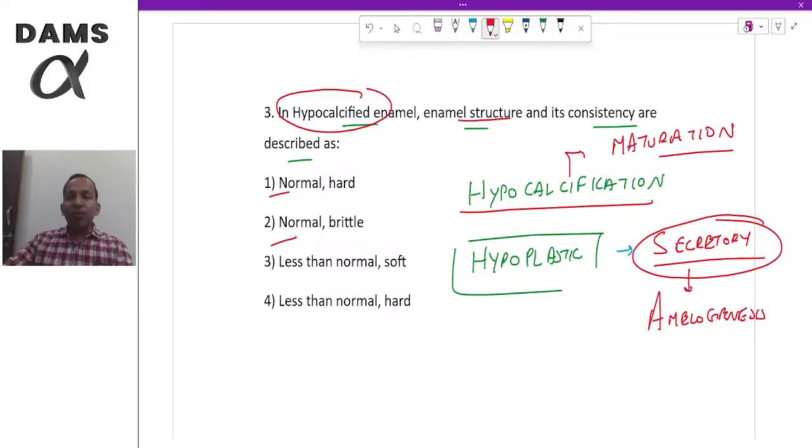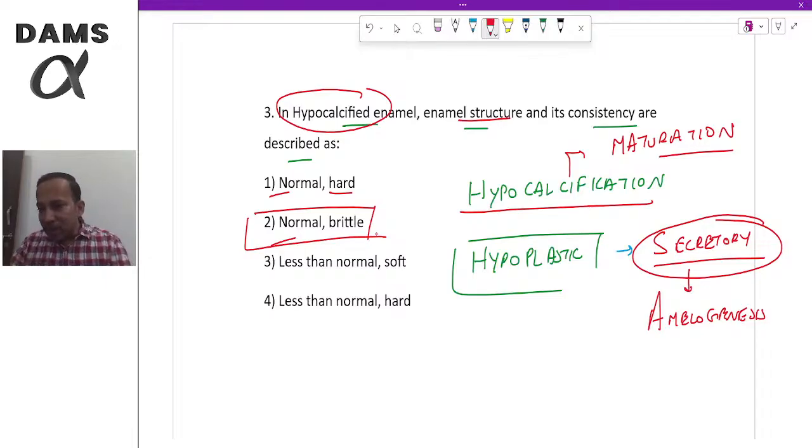And since it is not properly calcified, do you think it will be hard? It will be brittle, isn't it? It won't be hard. It would be brittle, it would be soft. So option 2, that is normal and brittle, is the correct answer, as you have said. Prachi, option 2, very good. Hansika, it's not option A, it's option B, right? It won't be normal and hard. Since it is hypocalcified, it has to be soft.